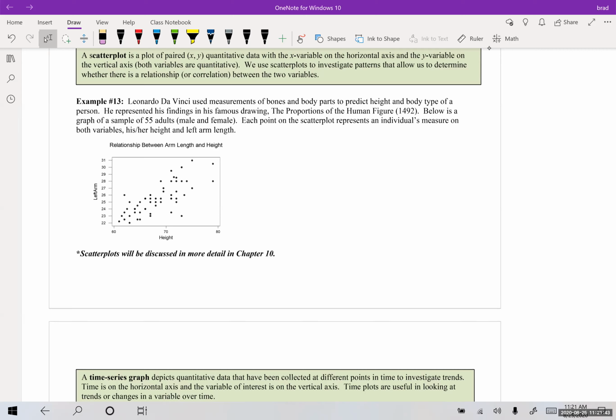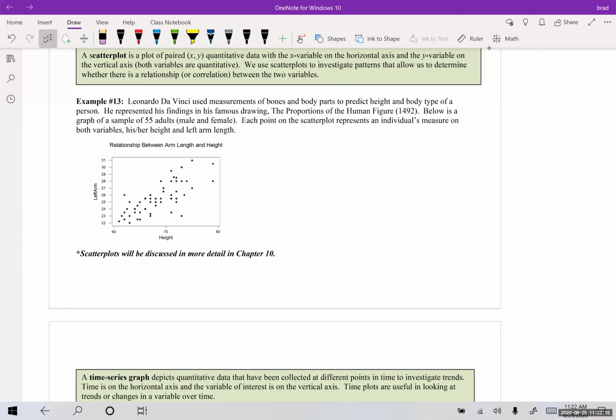So this problem says Leonardo da Vinci used measurements of bones and body parts to predict height and body type of a person. He presented his findings in his famous drawing, The Proportions of the Human Figure, in 1492. Below is the graph of a sample of 55 adults, male and female. Each point on the scatter plot represents an individual's measure on both variables, his or her height and left arm length. So what they did is they measured your left arm, and then they wrote out your height. And they tried to see if there was a relationship between your left arm length and your height.